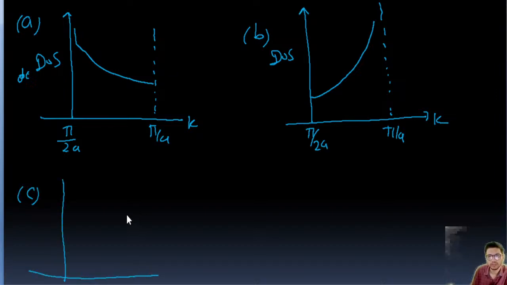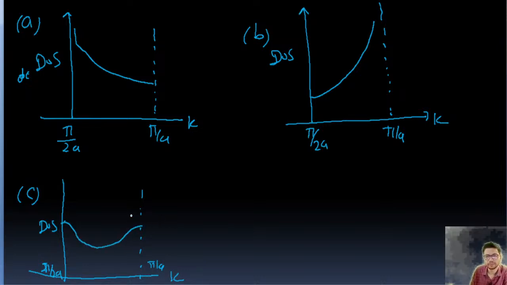Same thing. This is density of state, DOS, I'm writing in short. This is k. This is the range, that is pi by a, and this is the range pi by 2a. Right? And this is going to be like this. Okay, this one.